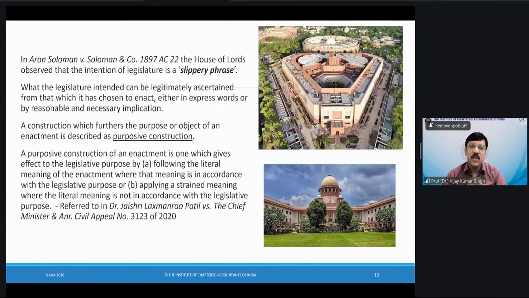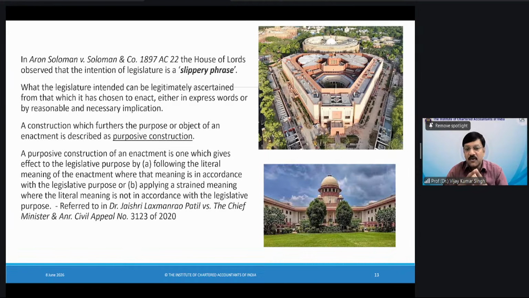In Aron Solomon versus Solomon and Company, the House of Lords observed that the intention of the legislature is a slippery phrase. So you cannot park everything in the name of the intention of the legislature. What the legislature intended can be legitimately ascertained from that which it has chosen to enact, either in express words or by necessary implication. As I said, where do you find the intention? In the text of the law. The construction which furthers the purpose or object of an enactment is described as purposive construction.